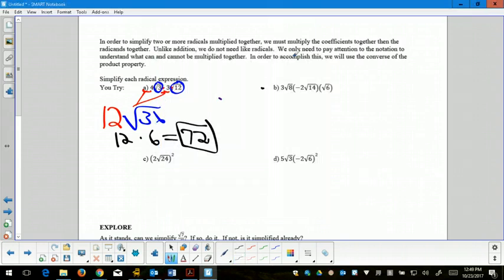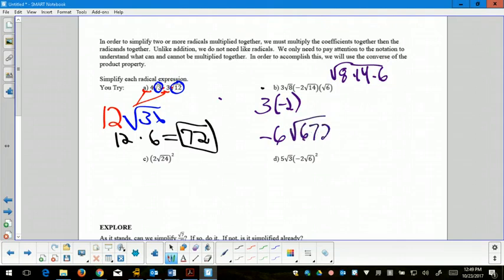All right, so which numbers can I actually multiply together? 3, the negative 2, that's it for like those, right? So that's negative 6. And then the square root of 8, the square root of 14, the square root of 6. What is 8 by 14 by 6? 672. So it's negative 6 square root of 672.